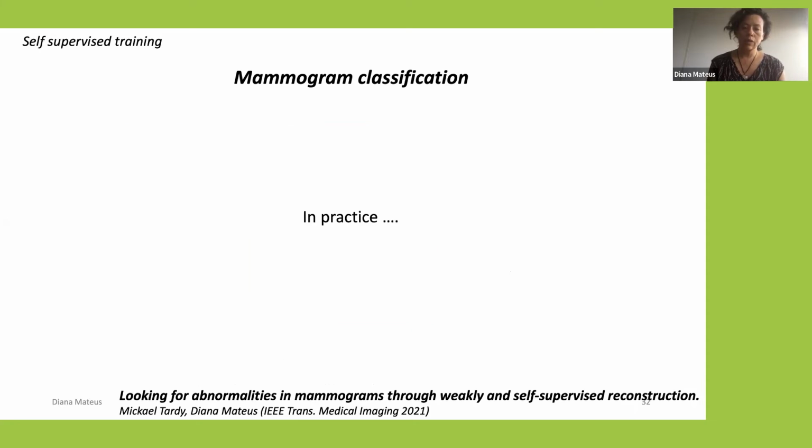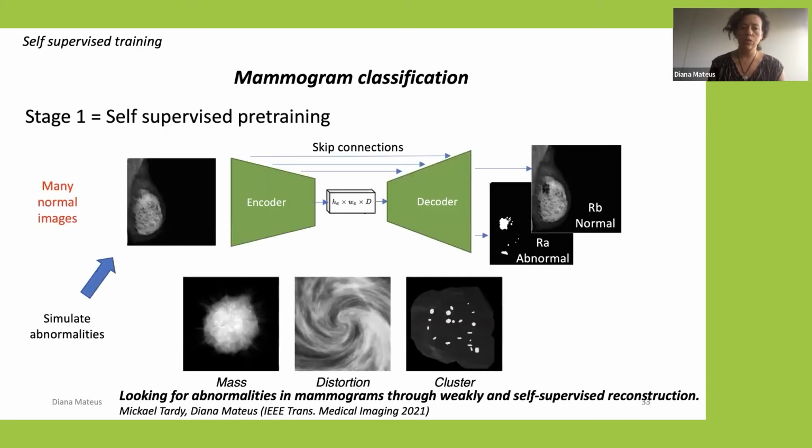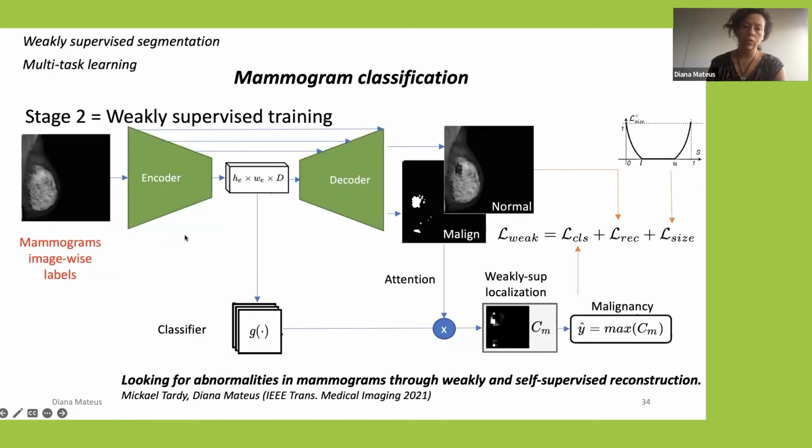So in practice, when you have your data and you have this network, what you do is first a self-supervised training. So here is where the self comes from. We are basically pre-training this U-Net-like architecture to learn how to separate these two things first, only from these simulated abnormalities and from normal images. And then in a second stage, we are going to refine what is happening here with these additional layers for classification with a weakly supervised training.